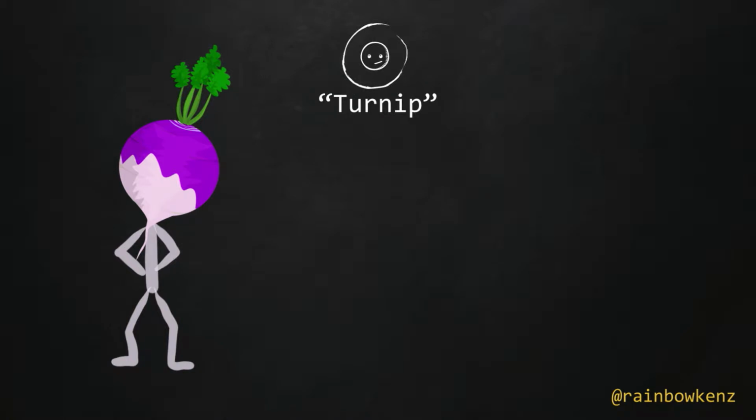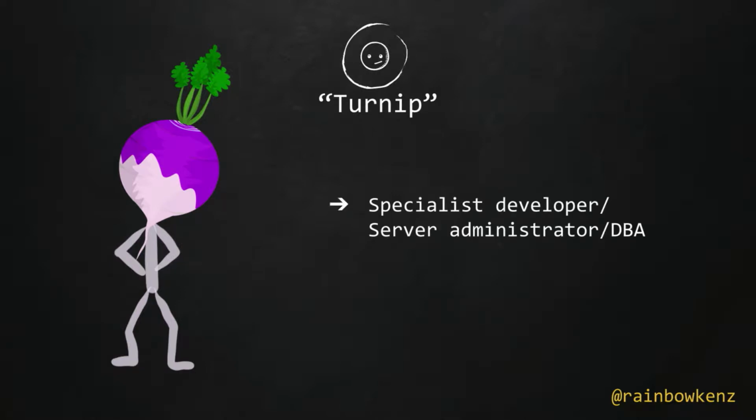Turnip. Here we go. Turnip could be any number of different technical specialists, but for our purposes, let's say that Turnip is a server administrator, probably Linux. Turnip loves knowledge, but Turnip does not like interacting with users. To Turnip, users exist to justify the existence and maintenance of servers.